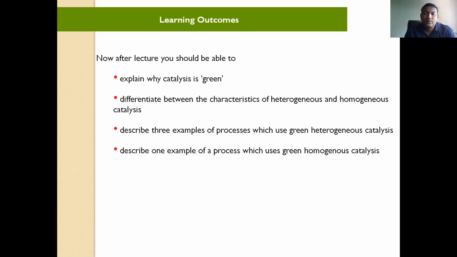So I hope you have learned today. Hope you can explain why catalysis is green, right? Try to write on that also. Why catalysis is green? Why is energy low? Why is temperature low? Why is time consumption less, and so on. Okay, so you should be able to write the postulates of green chemistry also, right?